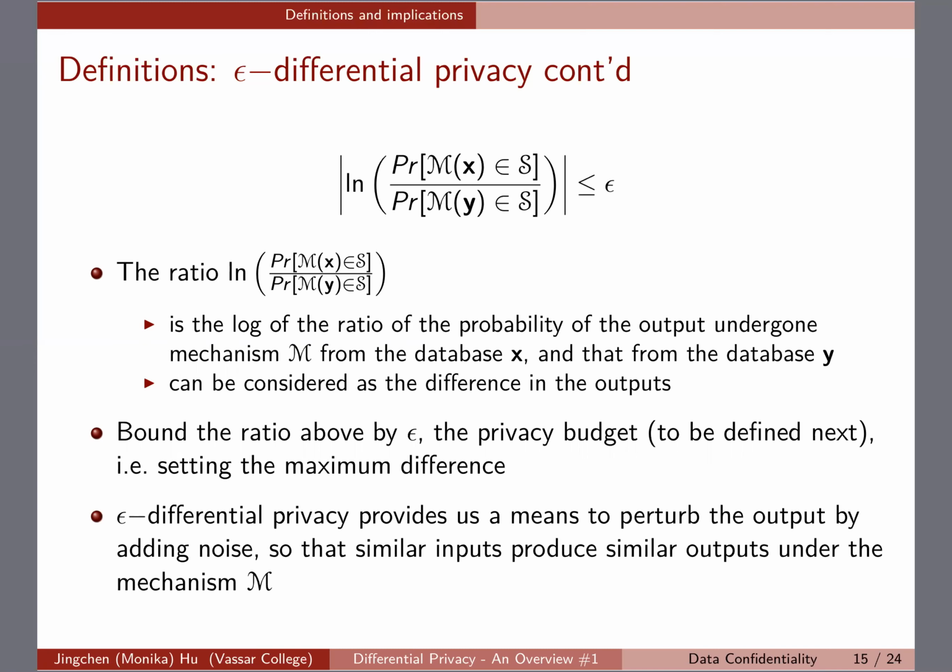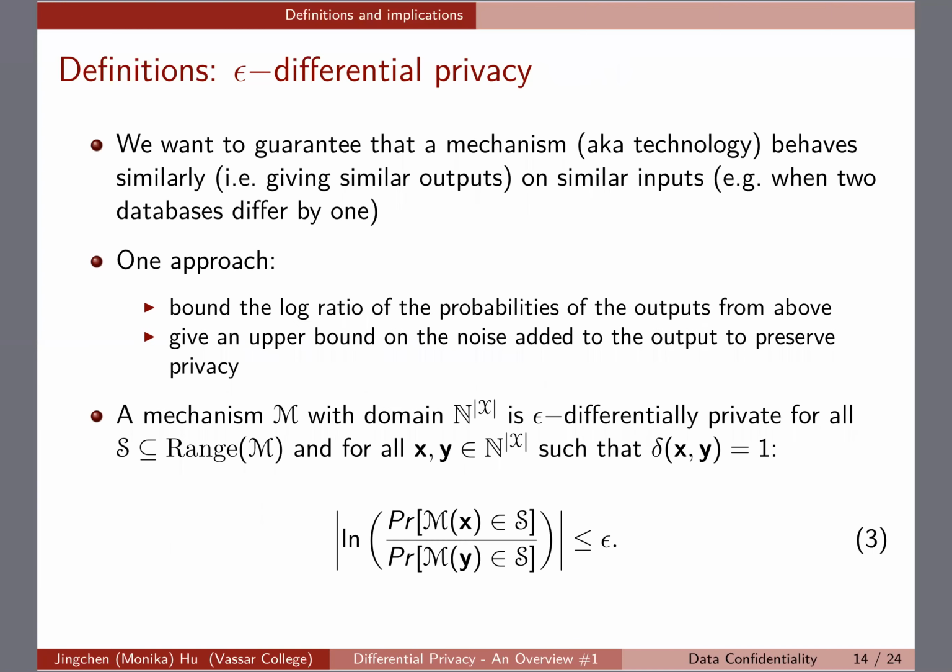As you will see, how can we define epsilon? So far we haven't talked about how we add random noise. We just know the definition here. What is the process of getting random noise involved in this case? But get the idea that we're trying to guarantee a mechanism behaves similarly on similar inputs, and we bound the log ratio of the output probabilities above by epsilon.